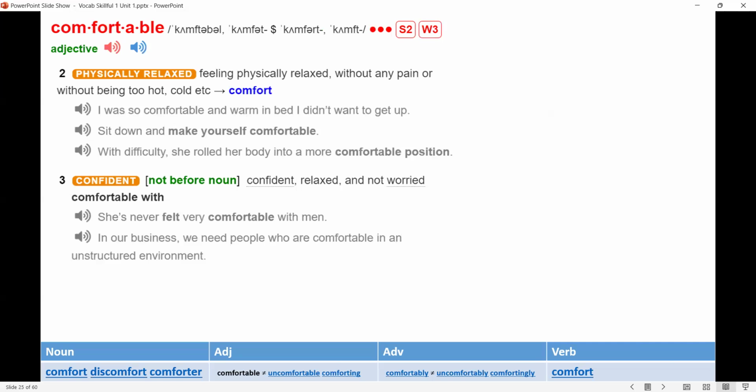Comfortable. Comfortable means physically relaxed, without pain, without being too hot or too cold. So you just feel physically relaxed. Example, I was so comfortable and warm in bed I didn't want to get up. Sit down and make yourself comfortable.